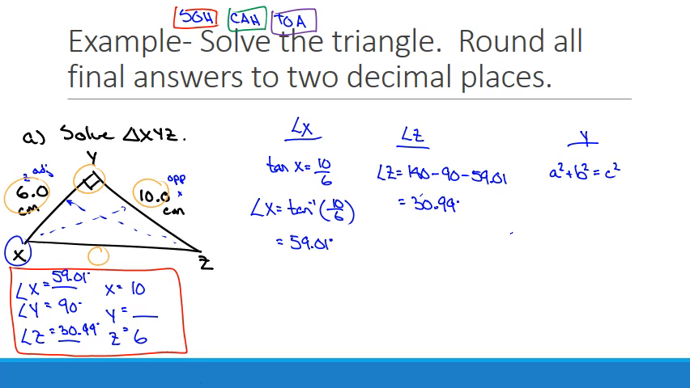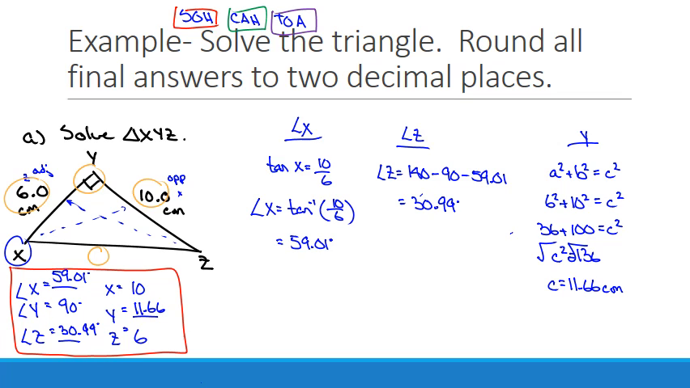Anyway, back to this. a squared, so 6 squared plus b squared is 10 squared equals c squared. So 36 plus 100 equals c squared. I'm going to flip this now. c squared equals 136. Why did I flip that? Because you want your variable on the left side at the very end. And then I take the square root of 136, which ends up being 11.66 centimeters. 11.66. And there we go.